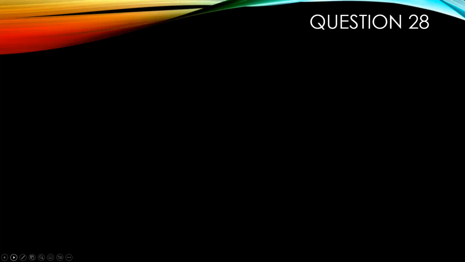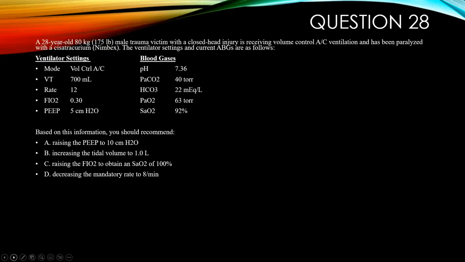Question 28. A 28-year-old, 80 kilogram, 175 pound approximately, male trauma victim with a closed head injury is receiving volume control AC ventilation and has been paralyzed with Nimbex. The ventilator settings and current ABGs are as follows.